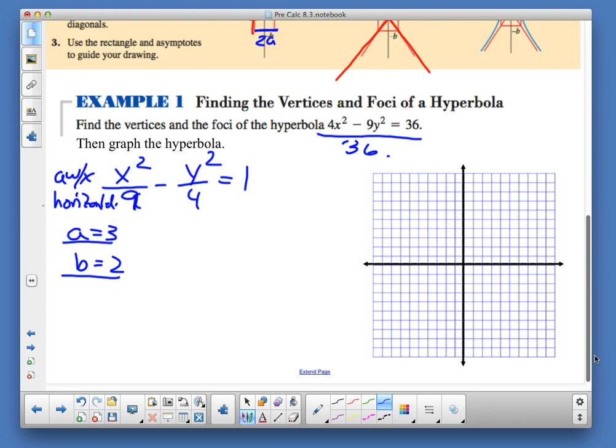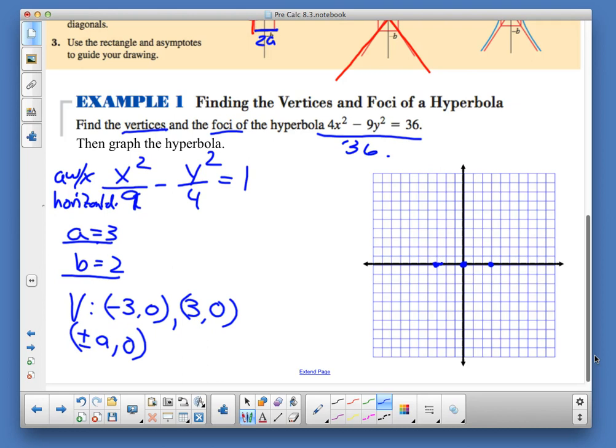Now, as I'm stepping through, I'm looking and there's find vertices and foci. So I got vertices, plus or minus a, with my center at 0, 0. It's horizontal, 1, 2, 3 back, 1, 2, 3 forward. So I got vertices at negative 3, 0, and 3, 0. Because remember, plus or minus a, when it's with x, are my vertices, okay? Are you all right with that?